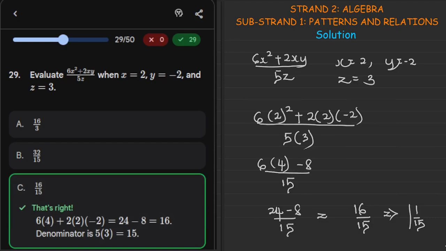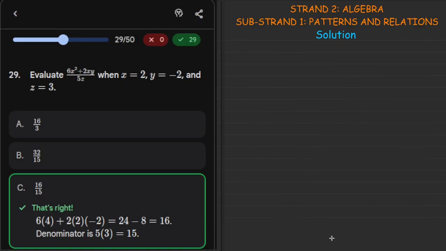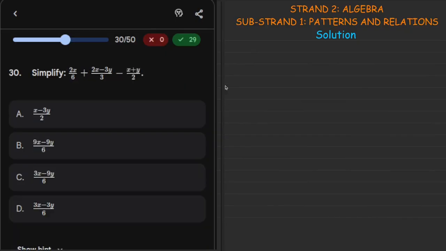Question number 29 says 2x over 6 plus 2x minus 3y over 3 minus x plus y, then all over 2. So with this type of question, we first of all do what?